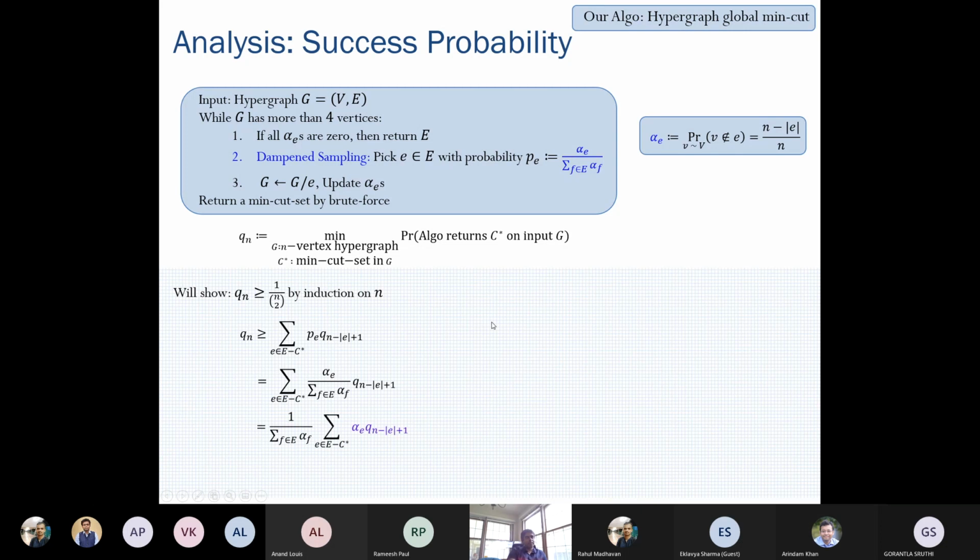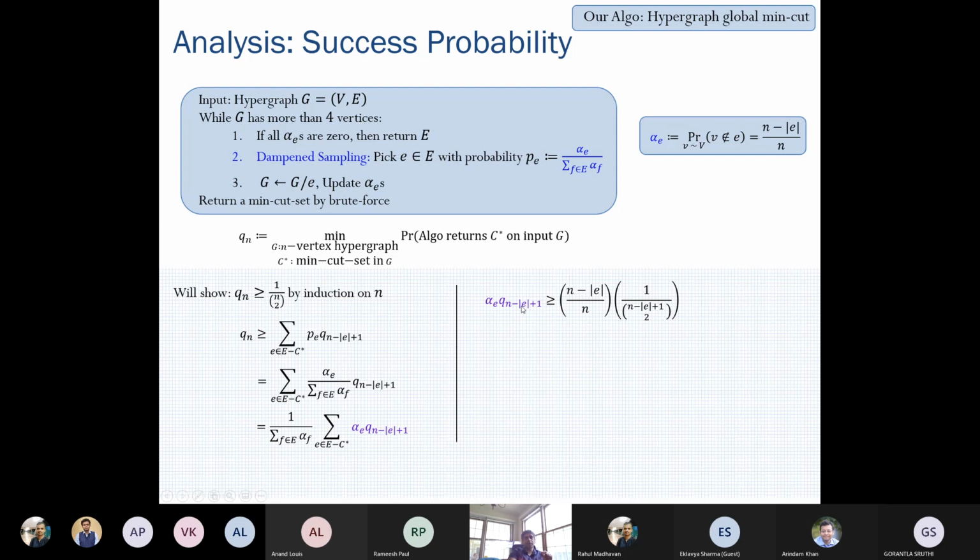Now, let's move the normalizing factor outside the first sum and look at this alpha E times Qn minus size of E plus 1. What is alpha E? Alpha E by definition is n minus the size of E divided by n. And Qn minus size of E plus 1, well, the size of E is at least 2, so n minus size of E plus 1 is at most n minus 1.